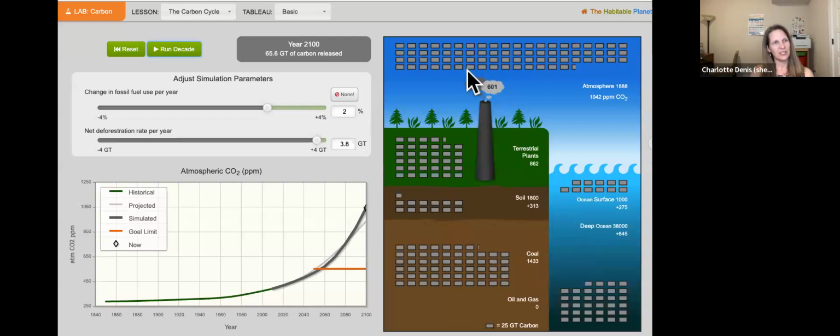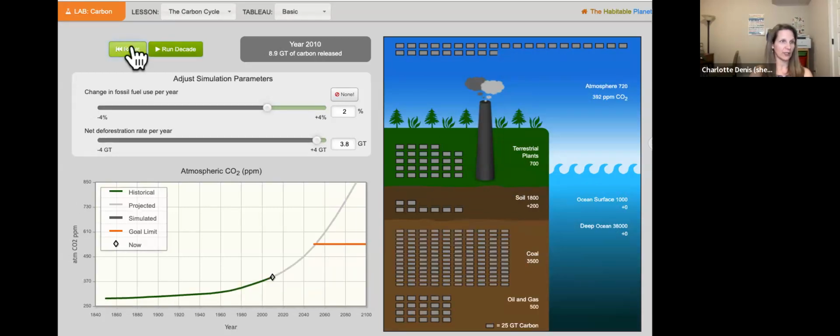And then it also gives us a value here in the smokestack of what the atmospheric carbon is being released. And over here, we have the total atmospheric carbon at 1,042 parts per million, which is the last point on the graph. Whatever the last point on the graph is, is shown over here in the atmosphere. Now you can reset it, right? It goes back to where it was. This is for 2010, so it was 390 or so parts per million of carbon dioxide in the atmosphere.